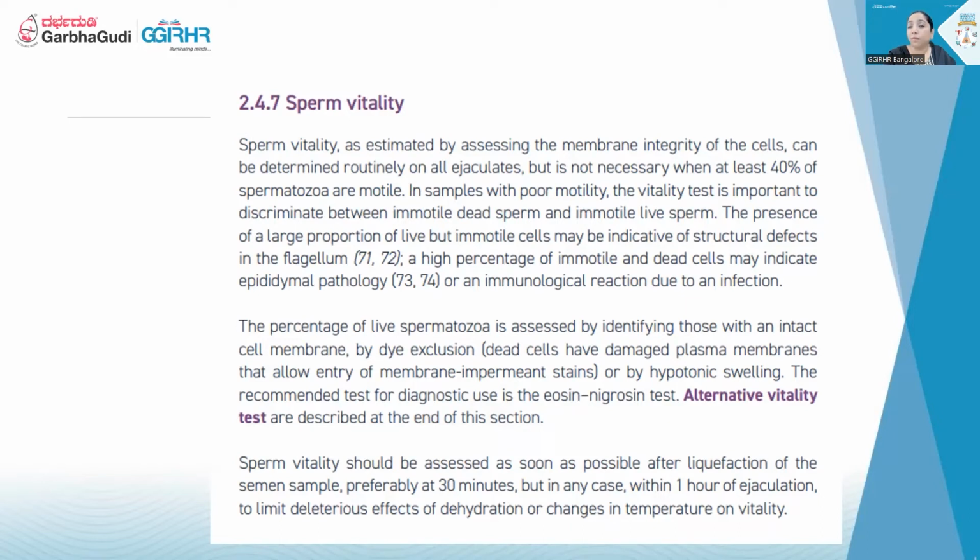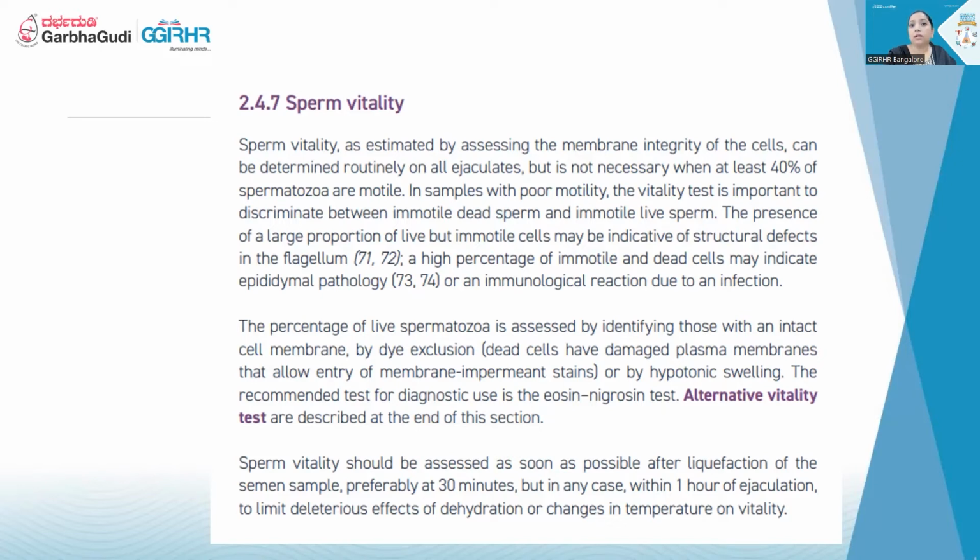Any immotile sperm can be alive or dead. So this test will help you analyze the sample better and know exactly how many live sperms are there, even though they are immotile. Then it is expressed in terms of percentage. So you count at least 200 sperms under the microscope and assess them.